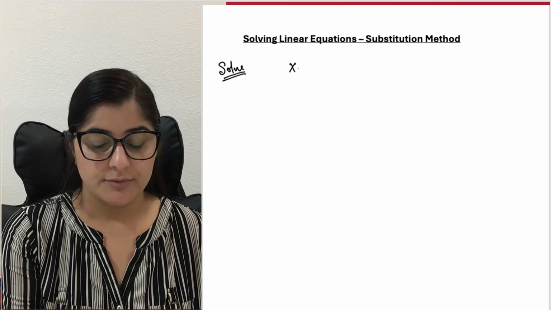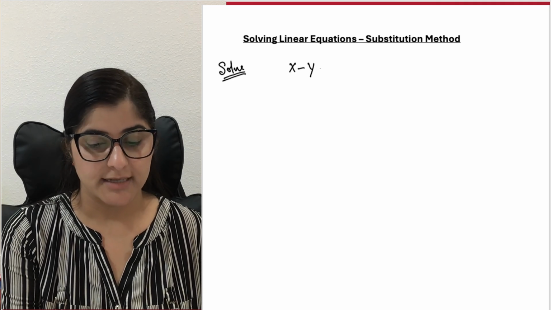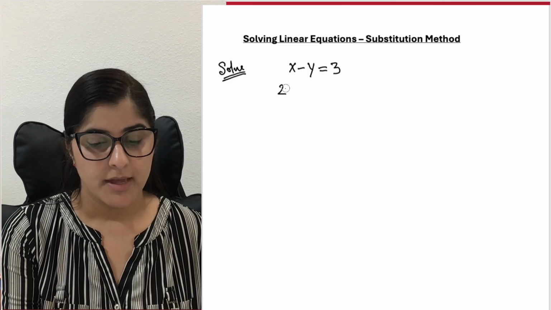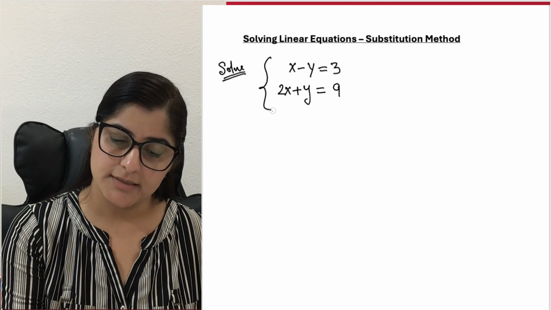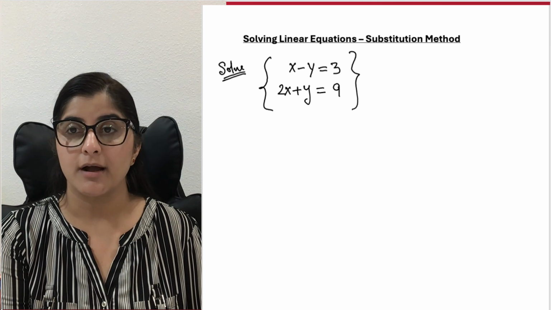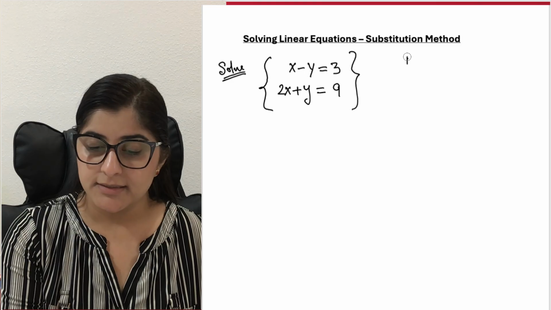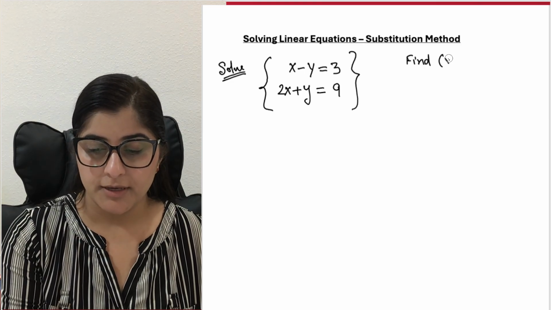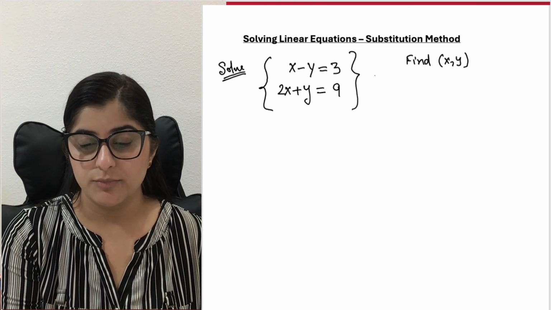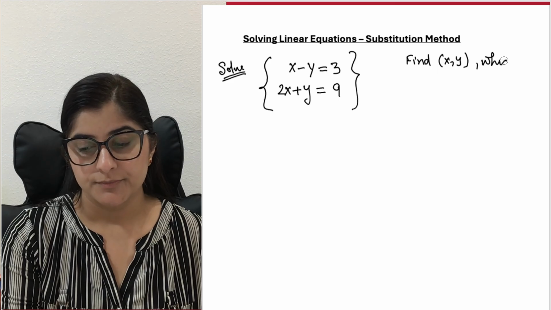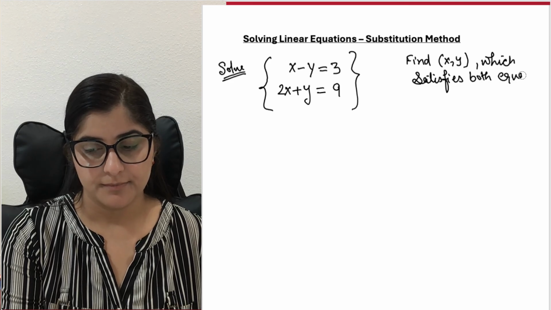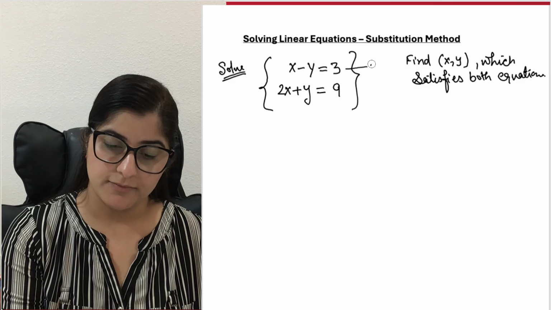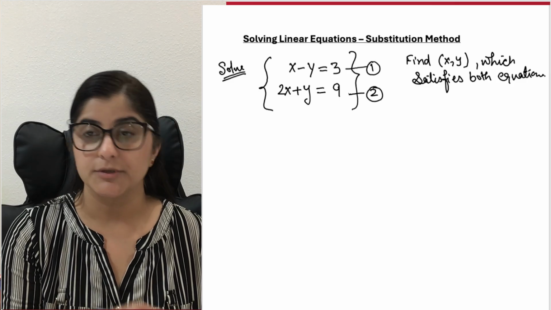Suppose we have two equations in the system, x minus y is equal to 3 and 2x plus y is equal to 9. Suppose this is the system of our linear equations and we are asked to solve this. Solve means find one pair of x comma y which makes both equations true, which satisfies both equations. Okay, so let's call the first equation 1, and the second equation number 2.